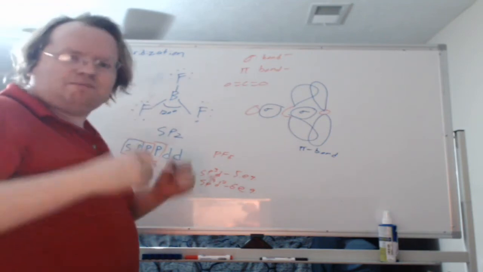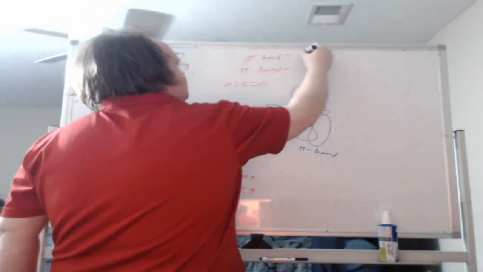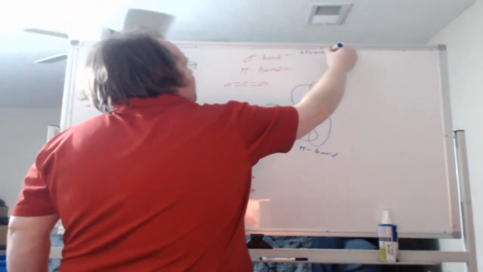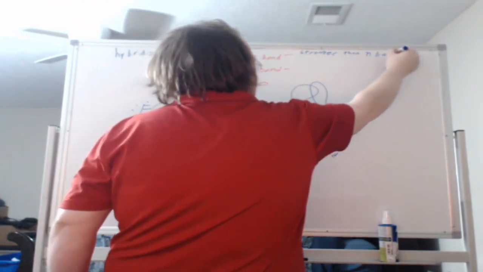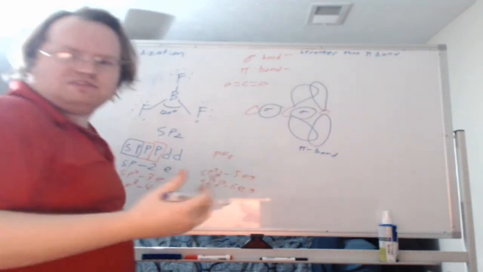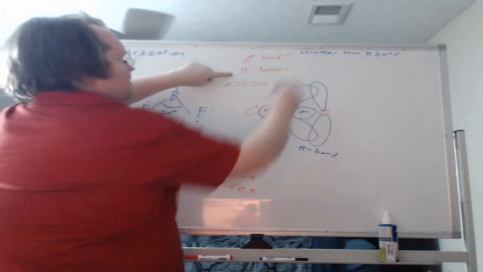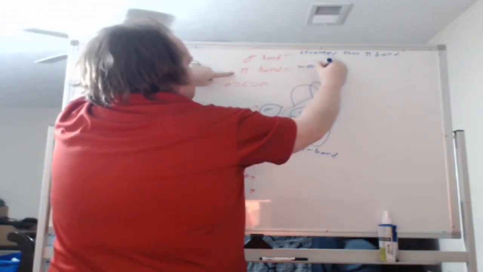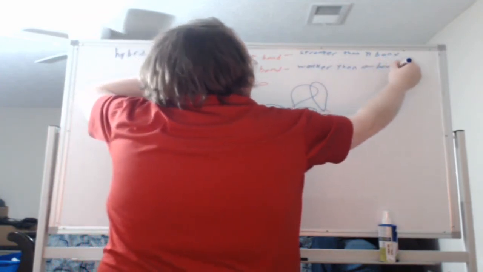So the way this comes up practically, how do we identify these? The first thing to note is our sigma bonds are stronger than pi bonds. This is because there's better overlap. They're occurring right between the two atoms. So our sigma bonds are going to be our stronger bonds, whereas our pi bonds are going to be weaker than sigma bonds. They're related to each other.